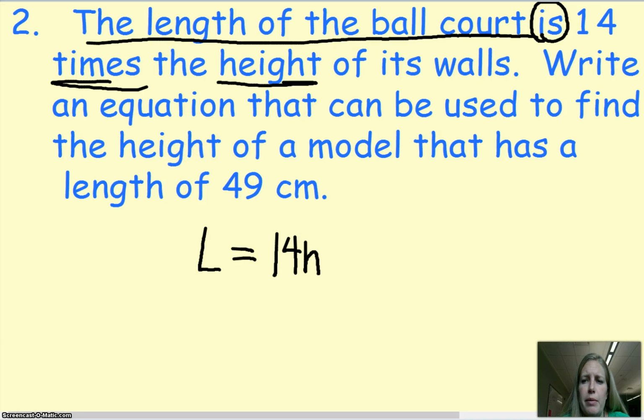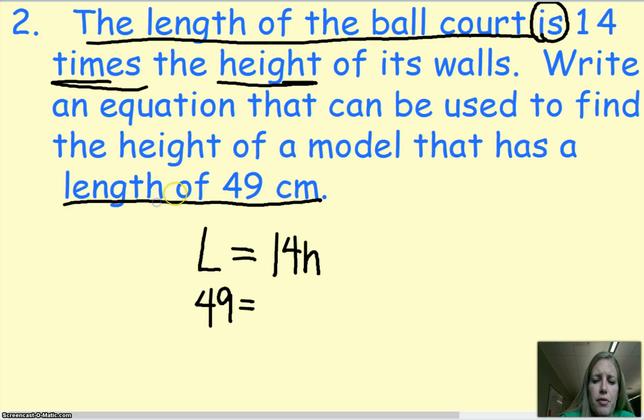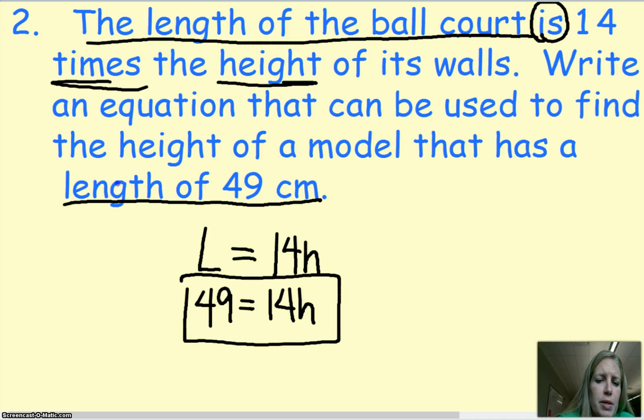Write an equation that can be used to find the height of a model that has a length of 49 centimeters. So they're telling me the length is 49. So instead of writing L, I'm going to write 49 equals 14h. So I used one sentence, and then I used the other sentence to plug in and give me more information. And that would be the equation to figure out the height.